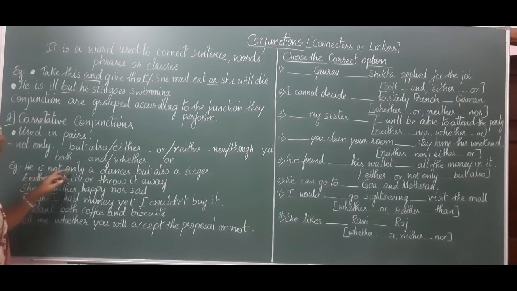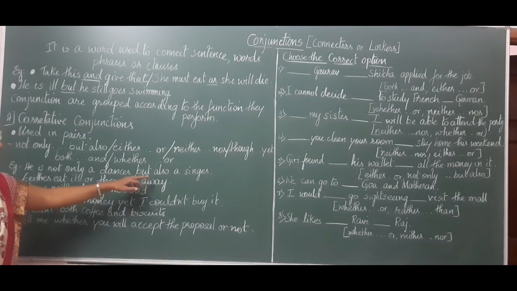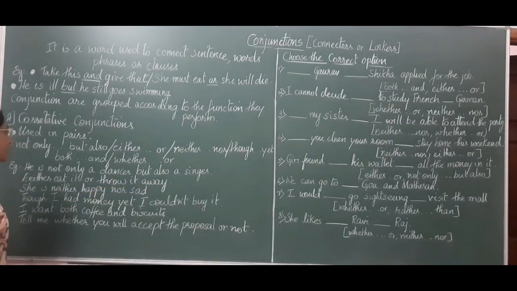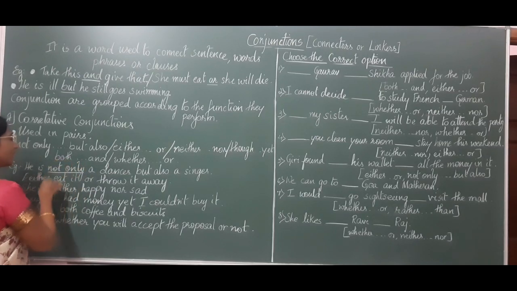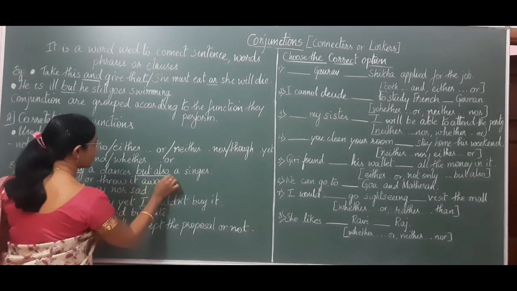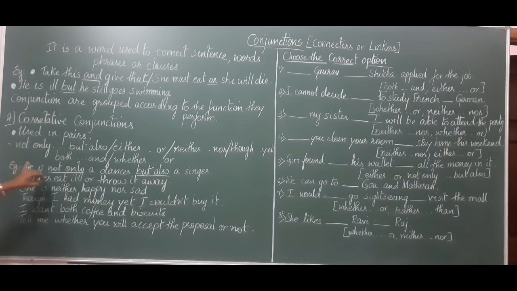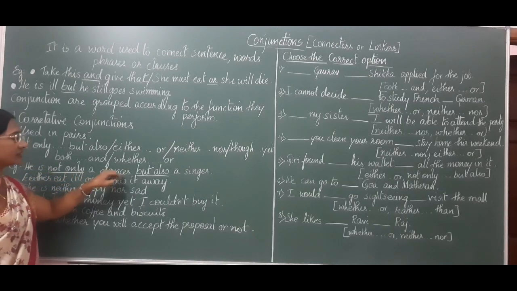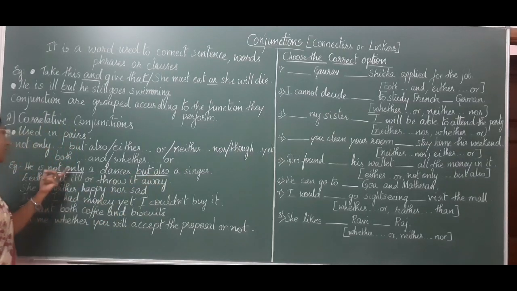He is not only a dancer but also a singer. This is how they go in pairs in the same sentence: not only, but also. Okay, so here we see it connects he, dancer and also singer with the pair conjunctions.